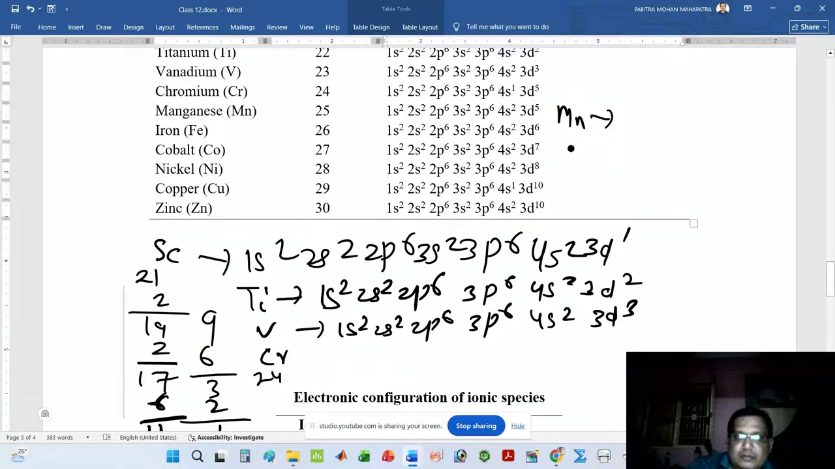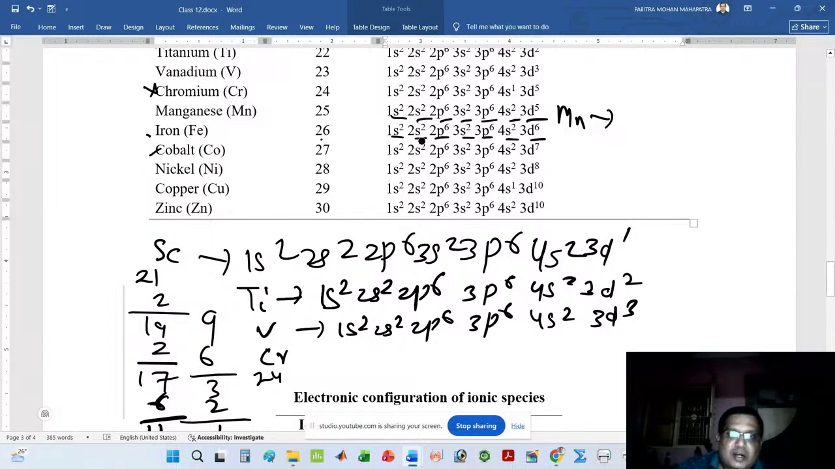Manganese, the electron configuration is what? Look at that: 1s2, 2s2, 2p6, 3s2, 3p6, 4s2, 3d5. I will draw the chromium later. Next, iron, 26: 1s2, 2s2, 2p6, 3s2, 3p6, 4s2, 3d6.